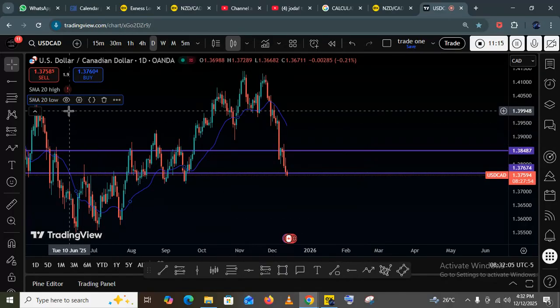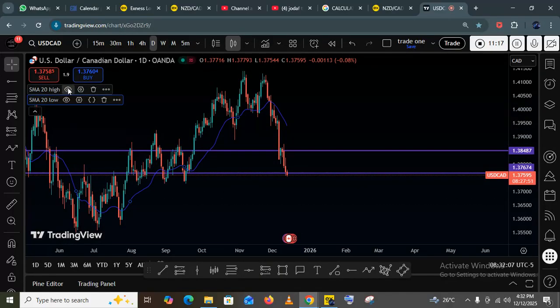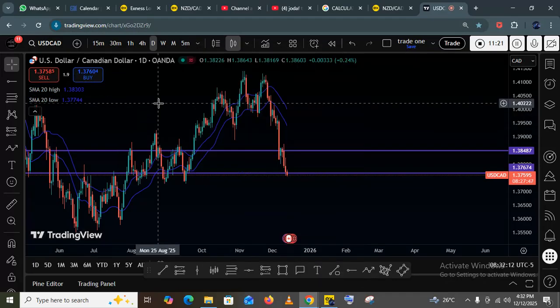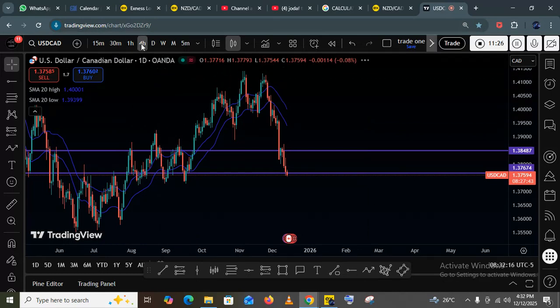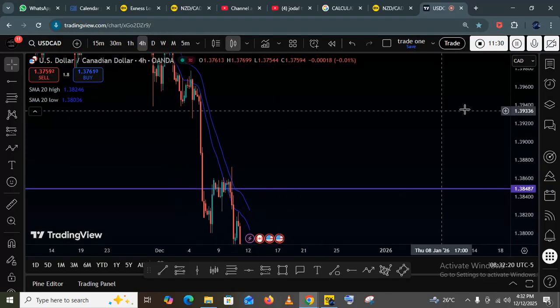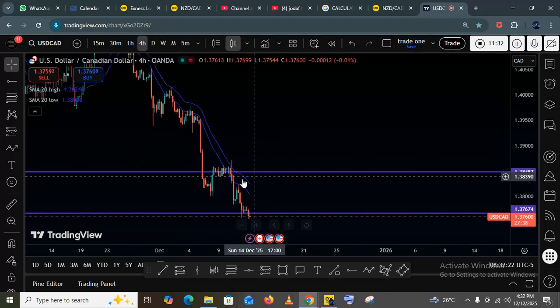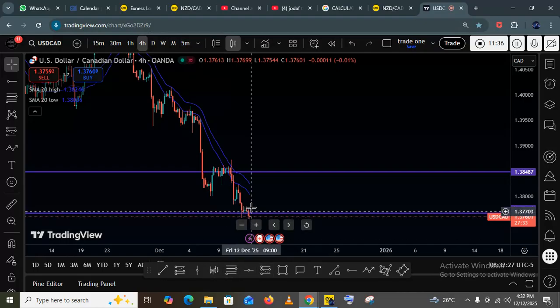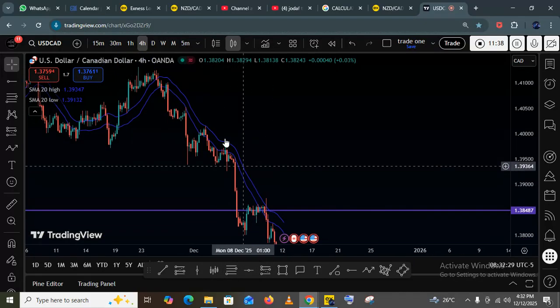For the other one, I don't know why I'm not seeing it. Oh yeah, there it is. So we have our moving averages, as you can see. What I'll now be waiting for is for the market, yes, I know it will buy from here, but I'm not going to buy immediately. What I'm going to wait for is for the market to come back again above this moving average.